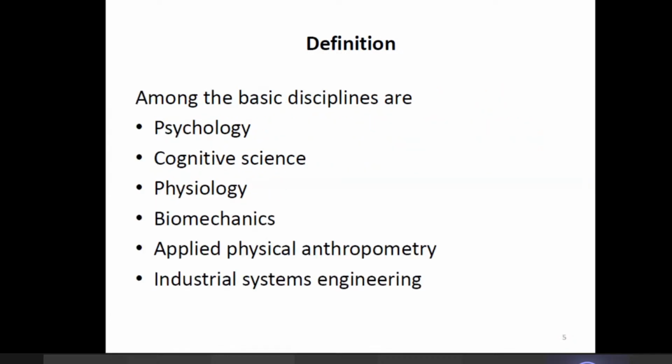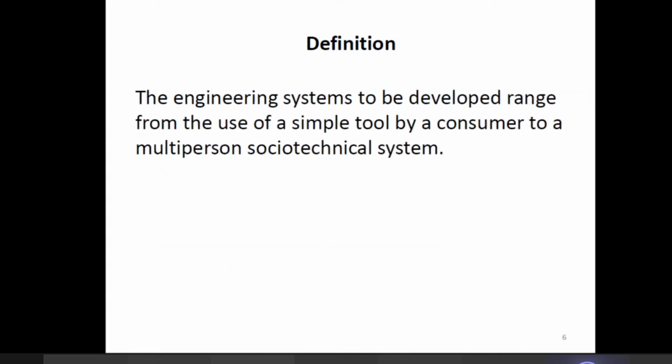Other definitions of ergonomics, these are some of the disciplines we looked into in the previous lecture. There are lots of disciplines that involve ergonomics, and if you look into all these disciplines, you can see the people inside them. It must involve people. This is another one, where the engineering system to be developed ranges from the use of a simple tool by a customer to a multi-person socio-technical system. So whether it is for one person or for the whole population, the main component inside that system, inside that particular field, is basically the human.